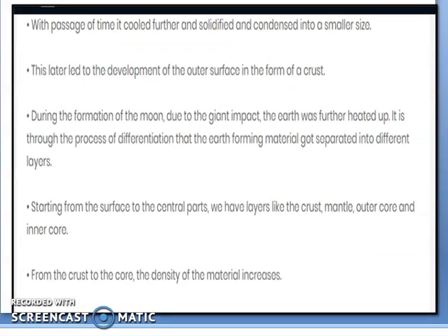Now with the passage of time, these materials cooled down, and afterwards they became solid. They solidified and condensed into a smaller size. That means earlier it had a very high temperature, then the temperature started decreasing and the materials became solid, because earlier it was not solid. And with the solidification, it condensed into a smaller size. In this way, the crust, mantle and core all formed.